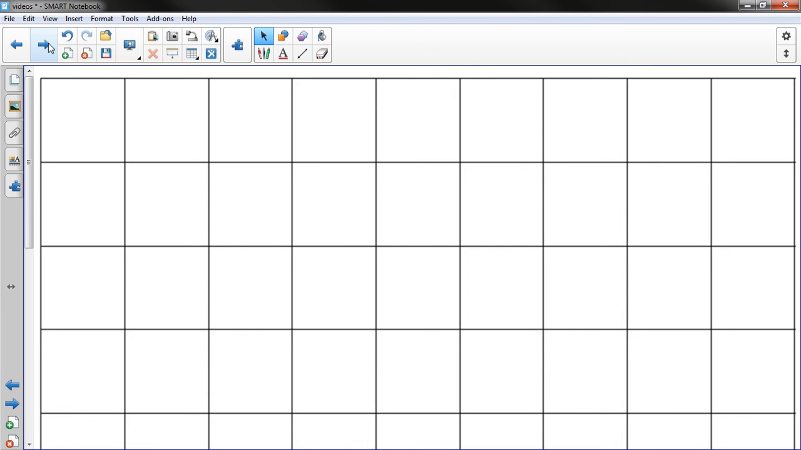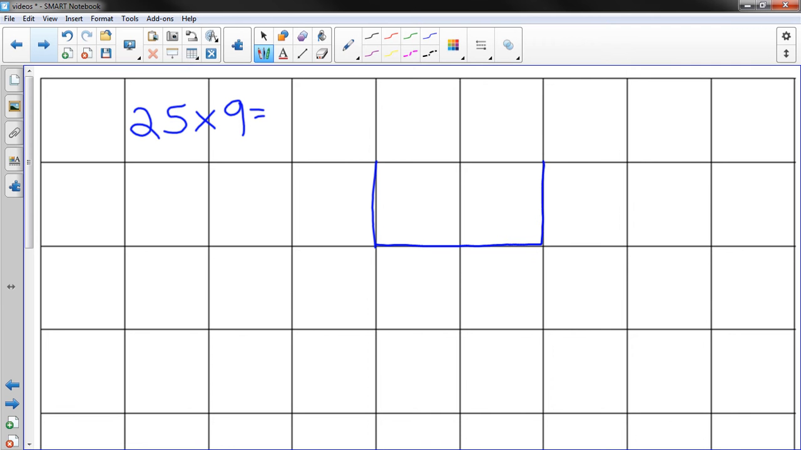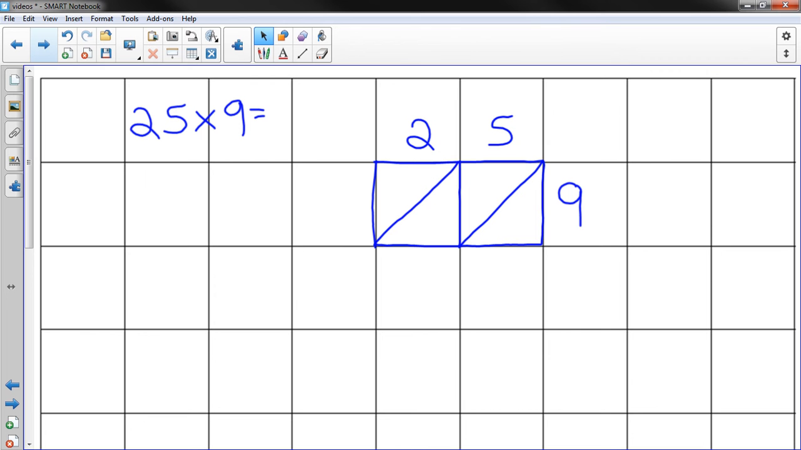Let's take a problem. Let's take 25 times 9, because you can do problems like that in lattice. You just have to understand what it's going to look like. So this lattice is actually going to look like this. And you'll have a line going through here and a line going through here. The 25 will go up here and the 9 will go here. And now it's simply just doing those problems.